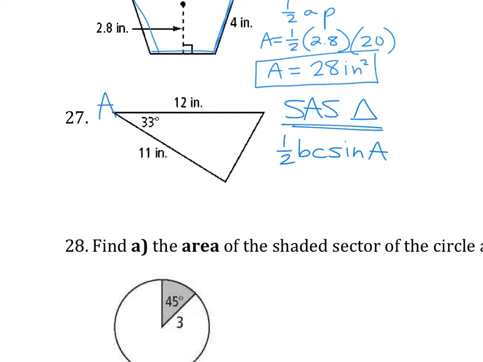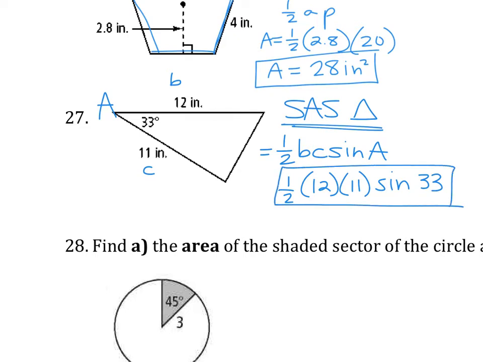33, it's the angle, okay? And then B and C are interchangeable, so it doesn't matter which one is which, but the capital A is the angle, the lowercase letters are the sides. So it's going to be 1/2 times 12 times 11 times the sine of 33. When you plug that into your calculator, you get 35.10.